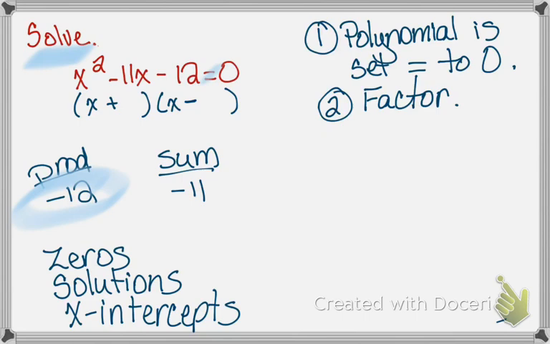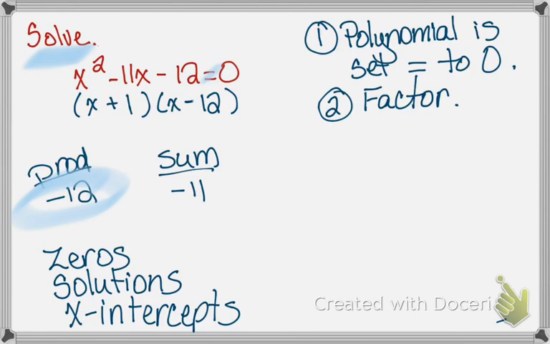Okay? So what are my two numbers? If my product's negative 12 and my sum's negative 11, what are my two numbers? 12 and 1. Which one's negative? 12. Why is the 12 negative? It's the higher absolute value, and my sum has to be negative. So that's why the 12 is negative. Okay? Now, so I'm good.